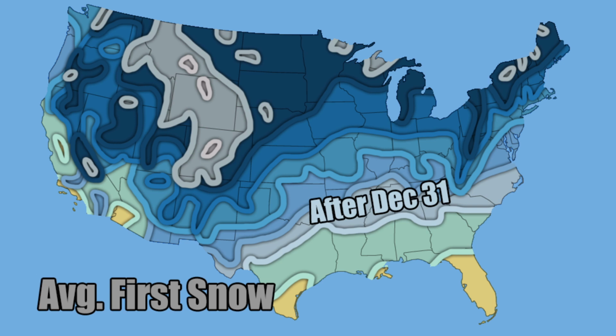Now, here over parts of Texas, into parts of Oklahoma, Arkansas, and then throughout parts of the Tennessee Valley and into the southeastern coastal regions, this is where you expect your first snowfall to be after December 31st there. So this is where you're getting very, very far out. This is when you're seeing your first snowfalls in January and February throughout some of these regions.